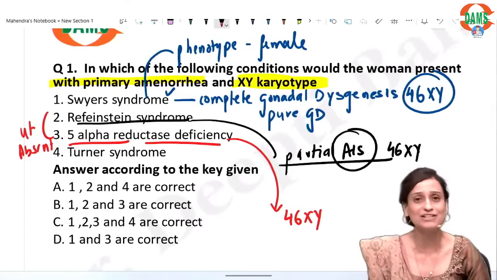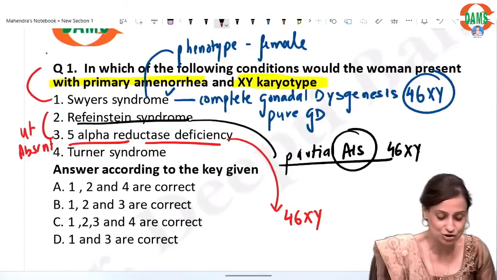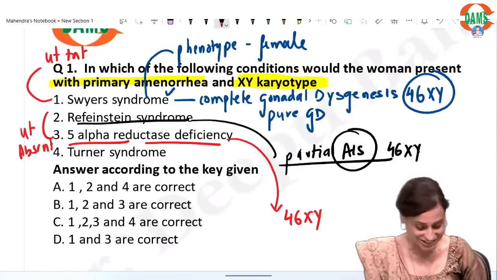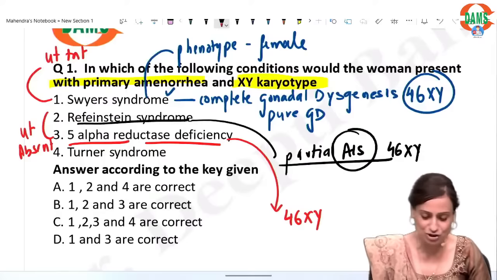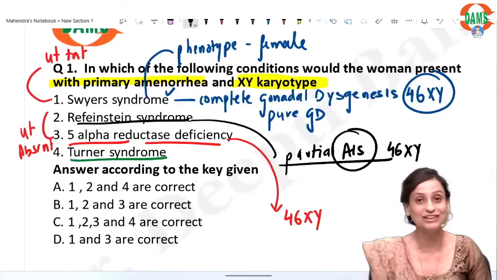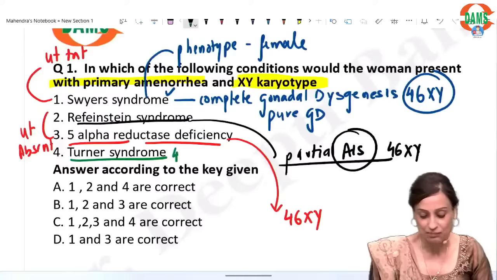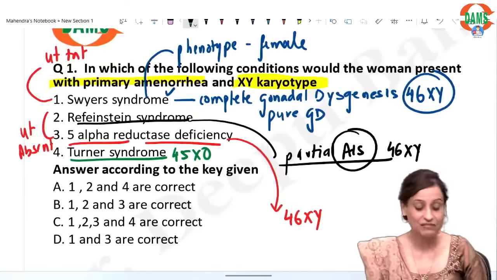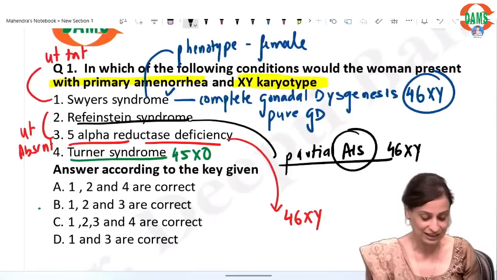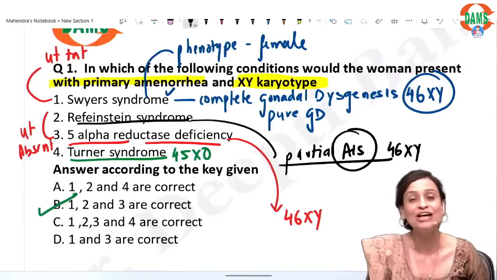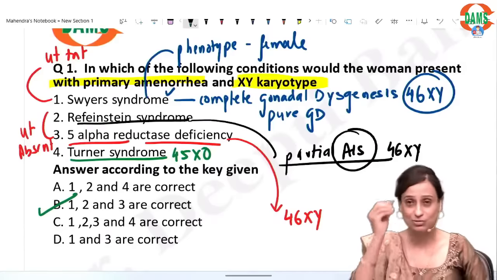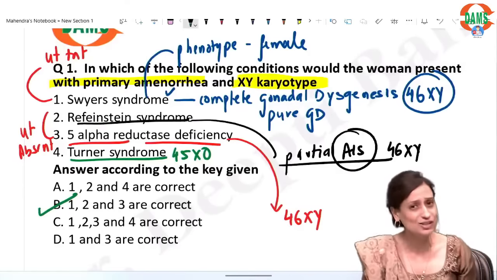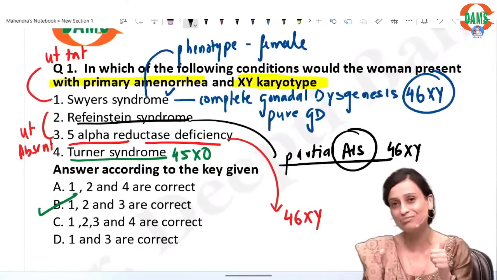What about Swyer syndrome? In Swyer syndrome, the uterus is present. What about Turner's? I'm sure everyone knows about Turner's, something you're very confident about. Remember, Turner's is 45XO. So what is the answer? We will include 1, 2 and 3. That makes the answer B. How many of you have marked it correct? Put a tick mark on question number 1 if you got it correct. It's a good start, and I can see each one of you has done pretty well.